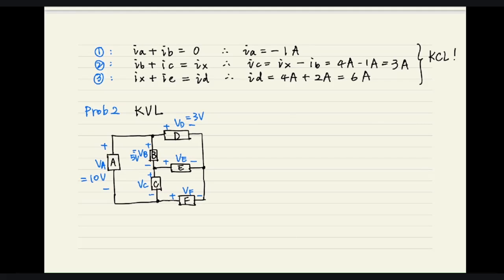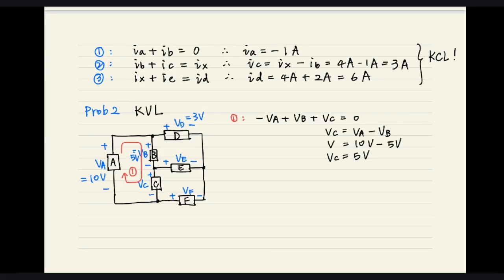Because this is an exercise of KVL, we just need to apply KVL at different loops. So let's consider VC first. Here is a loop going through elements A, B, and C. Following the voltage law, we can see VA minus VB minus VC equals 0. So VC equals VA minus VB, which is 10 volts minus 5 volts, which is 5 volts. So we know that VC equals 5 volts, right?